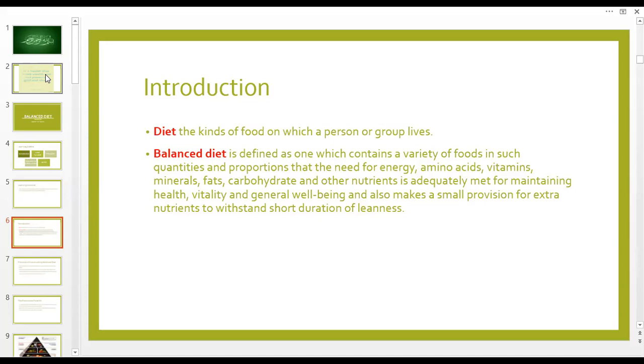So, the balanced diet is defined as one which contains a variety of food in such quantities and proportions that the need for energy, amino acids, vitamins, minerals, fats, carbohydrates, and other nutrients is adequately met for maintaining health, vitality, and general well-being, and also makes a small provision for extra nutrients to withstand short durations of leanness. So a balanced diet fulfills the macronutrient and micronutrient requirements for the health and well-being of the person.